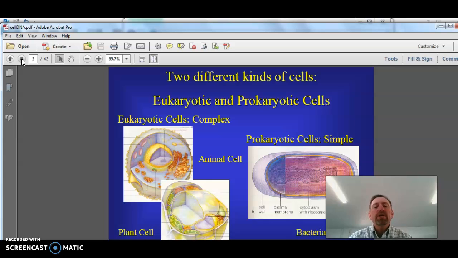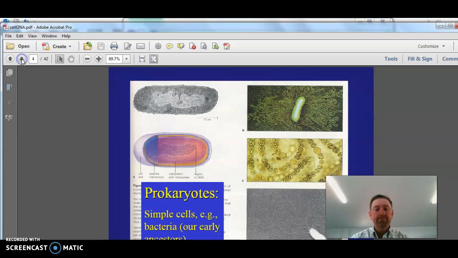Then we have the prokaryotic cell. The prokaryotic cell is a simple cell. It's like a bacteria cell. No contained DNA, nucleus, one long strand, very simple type cells. For the most part, the only place we're going to find this in an upper level animal is in the stomach system of our ruminant animals.